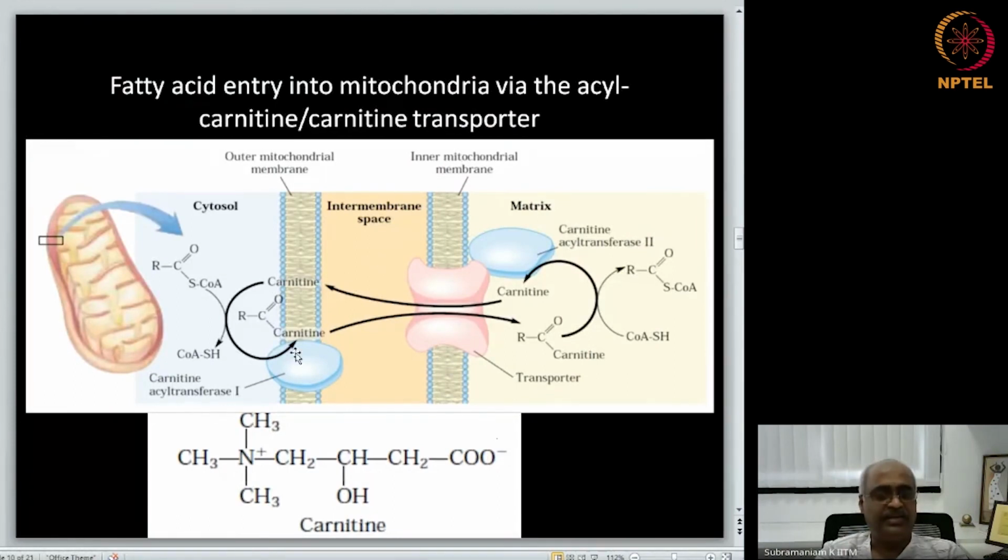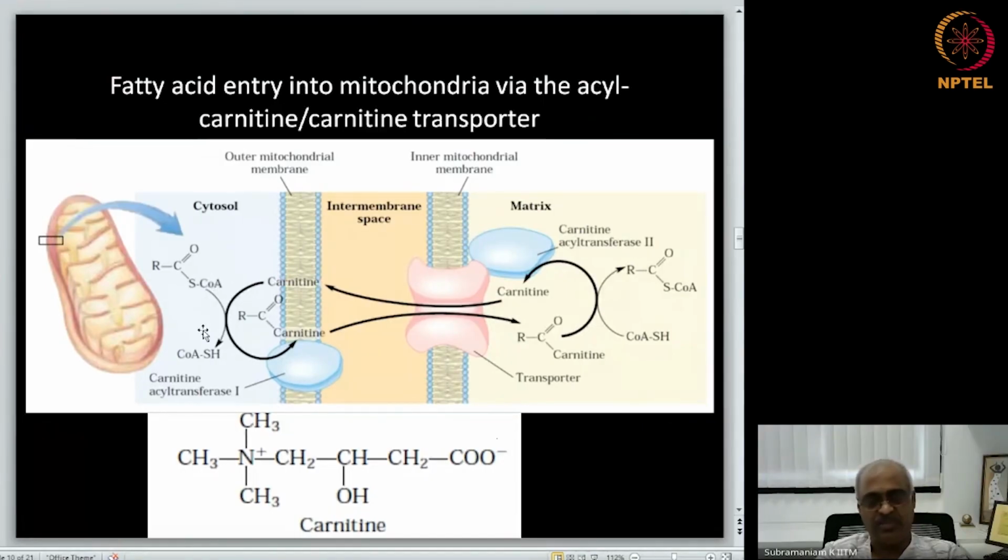So what is the carnitine cycle? This is the carnitine molecule: a trimethyl ammonium group attached to a 4-carbon group. It's basically a beta hydroxy butyrate, and then you have the trimethyl group. This carnitine is a key molecule, and there are 3 steps as part of this.